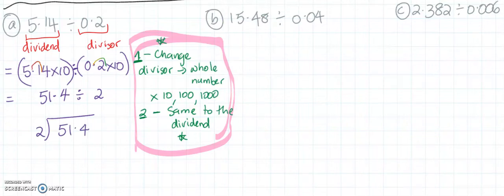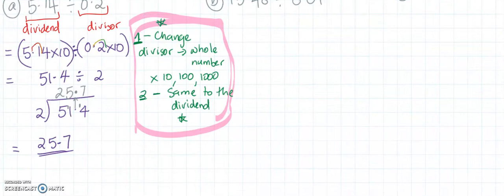2 into 5 goes twice. 2 times 2 is 4 with a remainder of 1. The 1 goes right next to the 1, makes it 11. 2 into 11 goes 5 times. 5 times 2 is 10. You have another remainder of 1, which goes right next to the 4 to make it 14. But before that, we have our decimal point to line up with, which goes right up there. And then 2 into 14 goes 7 times with no remainder. So the answer to this becomes 25.7.